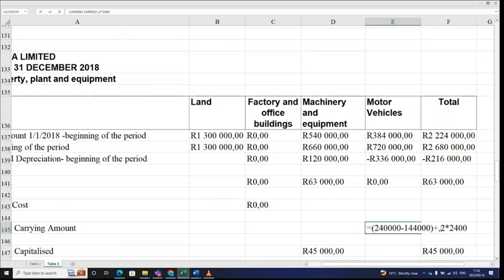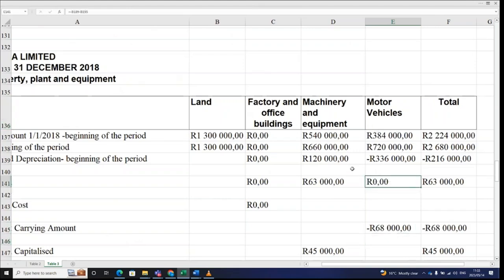So then we have 240,000. Then we also multiply that with the period for which it was in use, right? So in this case, since we sold on the 1st of August, it means that this asset was in use for 7 out of 12 of the period. Okay, so that is the depreciation that we worked out. So cost minus accumulated depreciation minus depreciation until the asset was sold gives us the carrying amount of the asset. Okay, right, and that must be negative because it's going out.